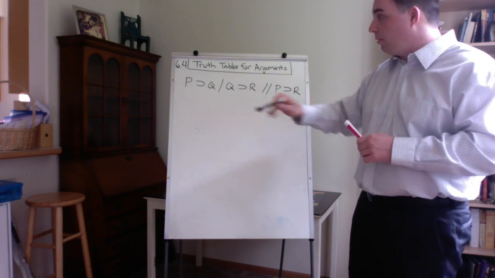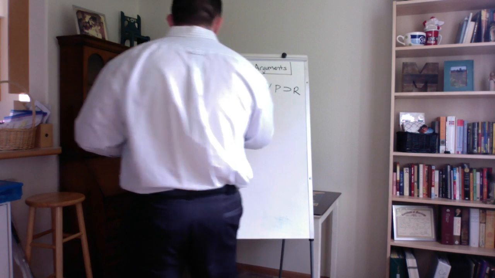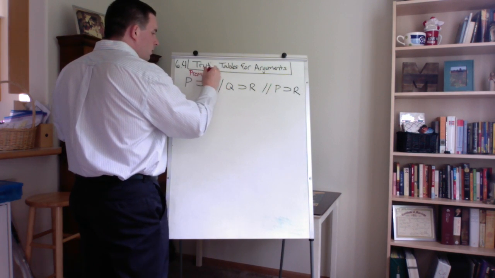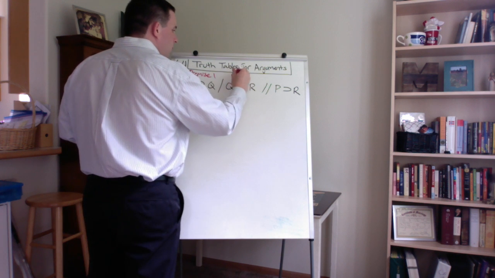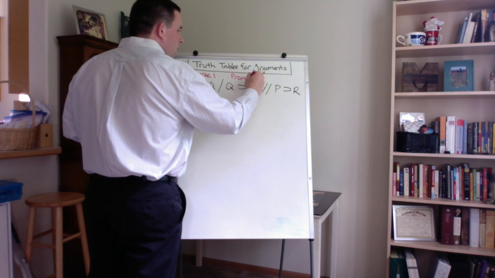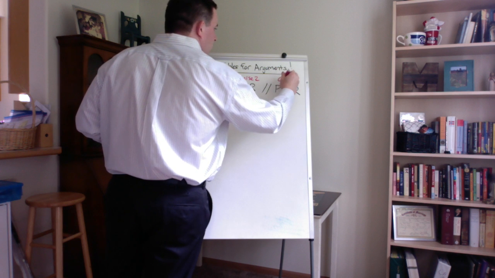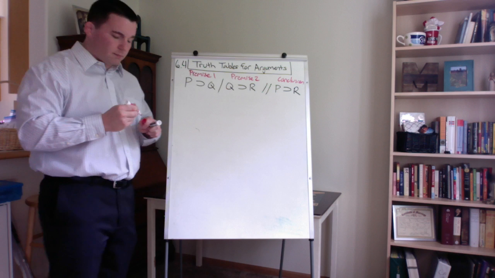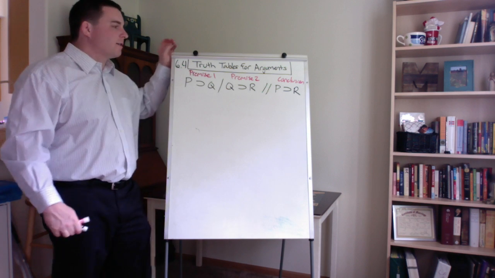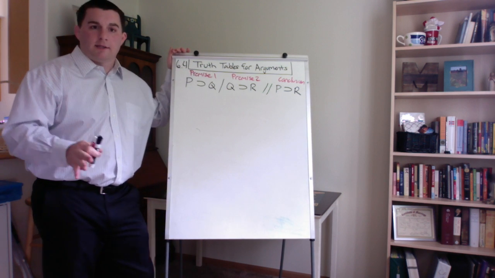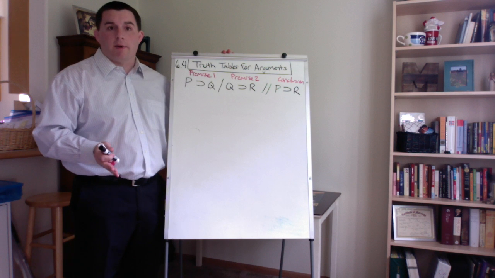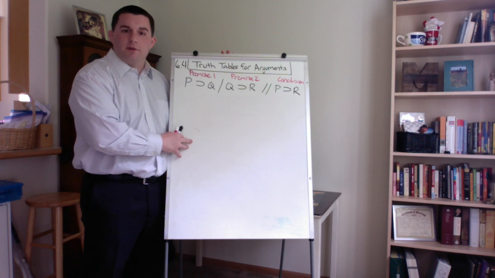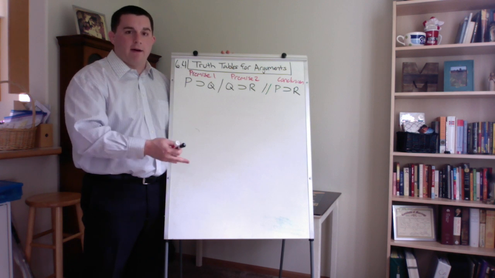Okay, so let me just label that for you. We have premise 1, premise 2, and our conclusion. Okay, so you know from the textbook that the first step in using truth tables for arguments is to determine how many different lines of truth tables we will have.